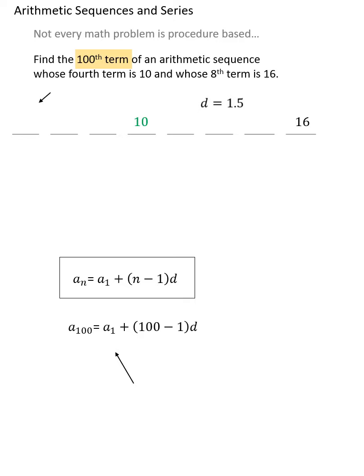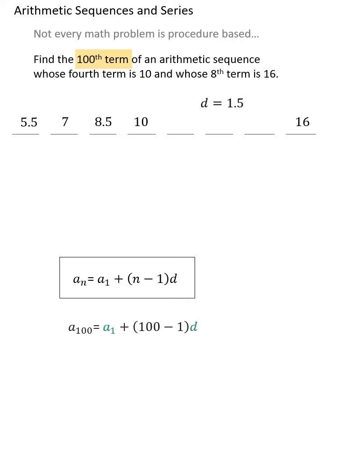Well, here's an idea. If d is 1.5, that means the terms are increasing by 1.5 at each step. But therefore, couldn't I take the 10 and work backwards by subtracting 1.5 repeatedly until I found out what the first term is? And that's precisely what I've done here. 10 minus 1.5, that minus 1.5, and that minus 1.5. And now I know the value of the first term of this sequence.